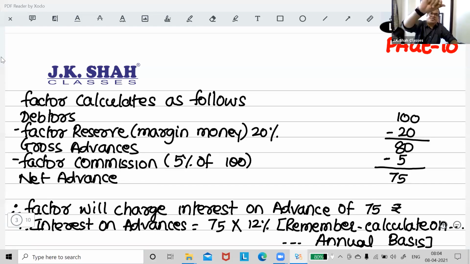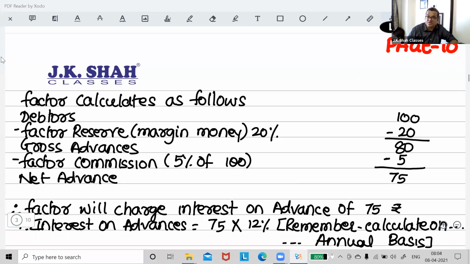I will tell you, see, how much are your debtors? 100. It means you are keeping an asset on mortgage for 100 rupees. You will say, yes sir. I will not give you the full amount. I say, my company policy is we deduct a factor reserve of 20%. You will say, okay sir, we are in need. Please, at least give the balance, no? Gross advance of 80.